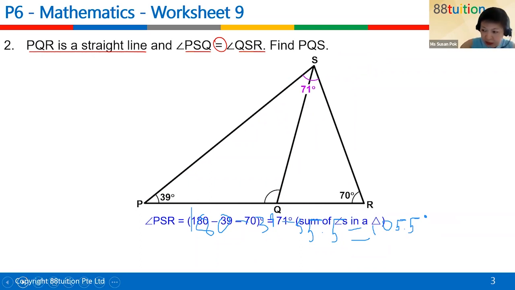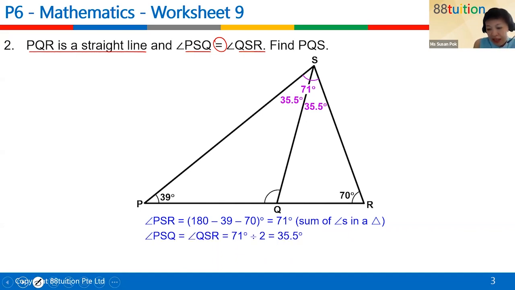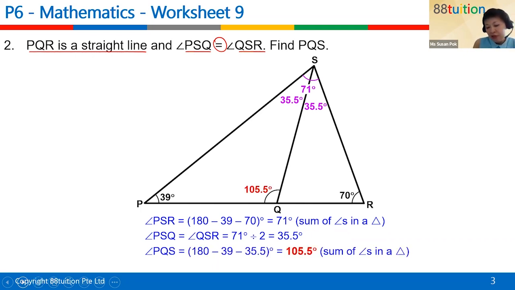Yeah, okay, thank you, Jaden. Now, the first step, I find my purple 71 earlier on, right? Because the sum of angles in the triangle adds up to be 180 degrees. Now, the second thing is I break it into two parts, whereby I get my 35.5 for each of the angles because they were the same. So having done that, I did the last step, finding 180 minus the two angles to get 105.5.